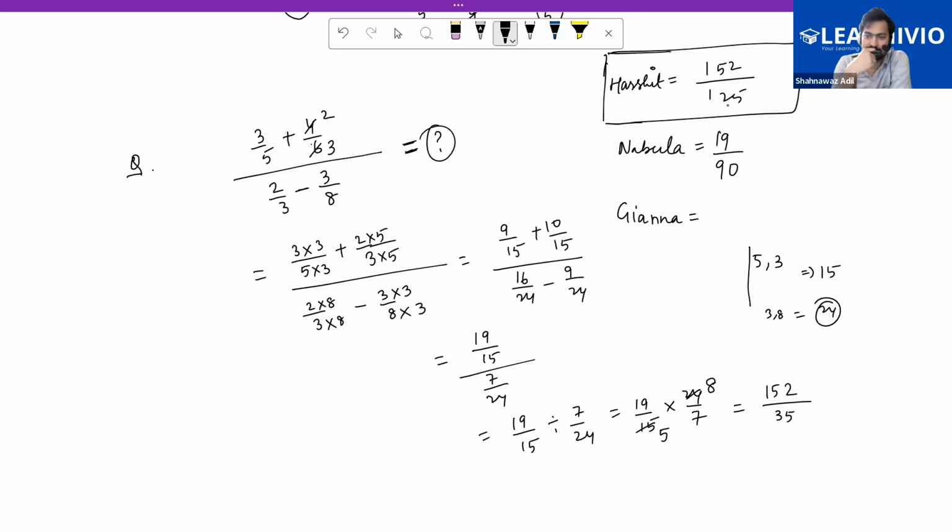Sir, actually, when I was first writing the question, I thought the 2 by 3 was plus 3 by 8, so I did the plus 3 by 8. So you have written this as plus 3 by 8? Yes, that's why. I wrote 2 by 3 minus 3 by 8 as plus.